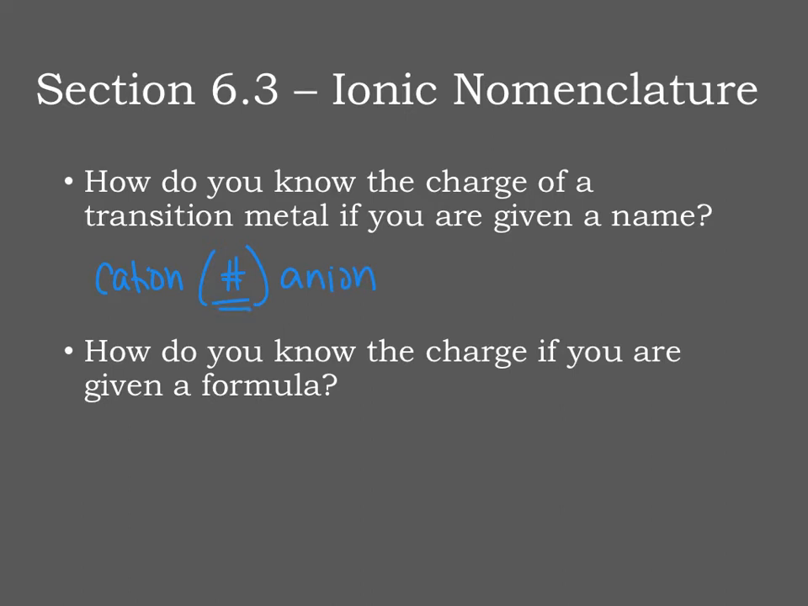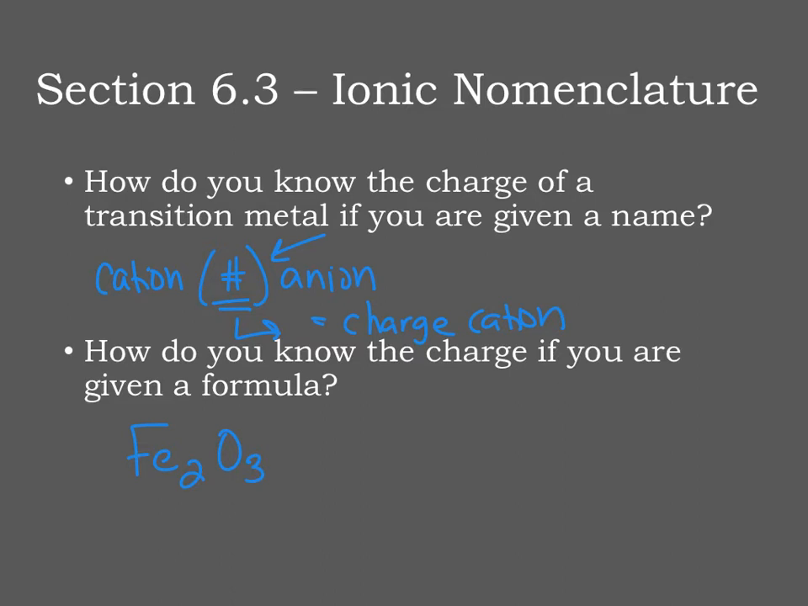The Roman numeral is equal to the charge on the cation. So that is how you know the charge of your transition metal if you're given a name. If you're given a formula, so as an example, let's make this Fe2O3, you need to use what you know and work your way backwards.